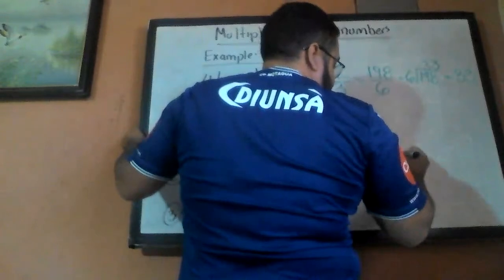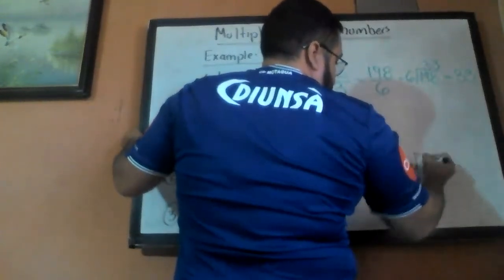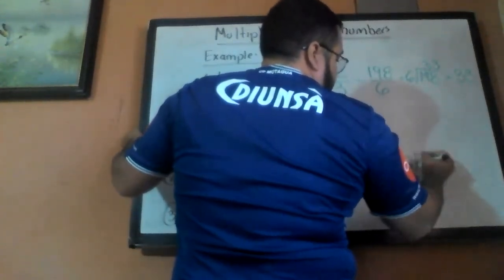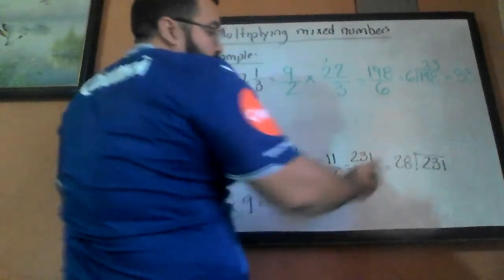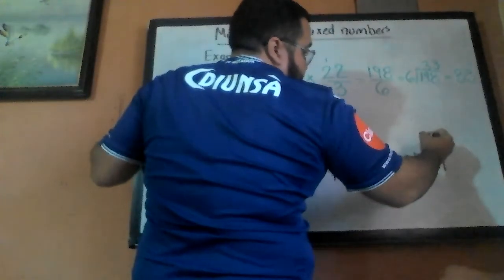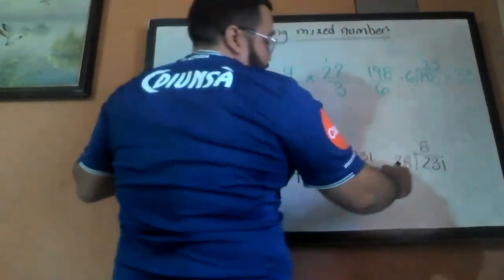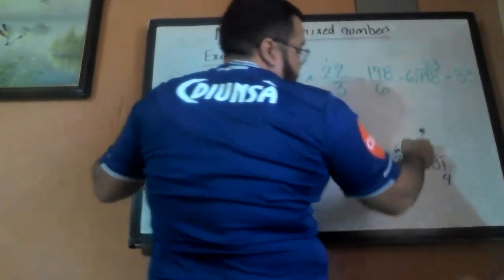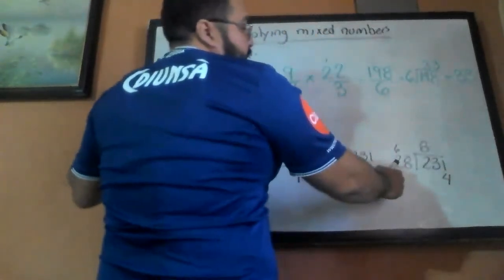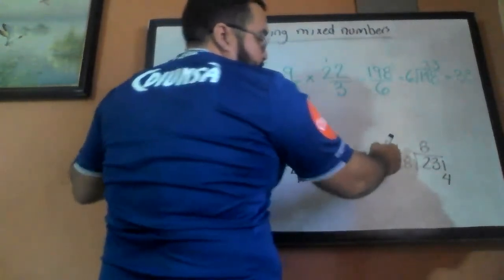and say 231. One number in the table of 28 that equals 231. Let's say, as an example, we can make a mistake here. Let's say 8 again. 8 times 8, 64. 8 times 2, 16. Plus 6, 22.